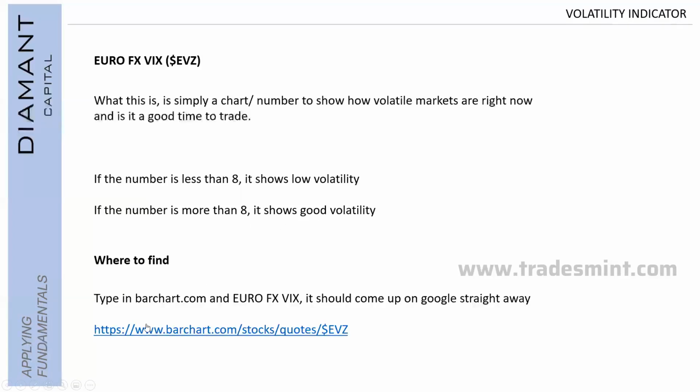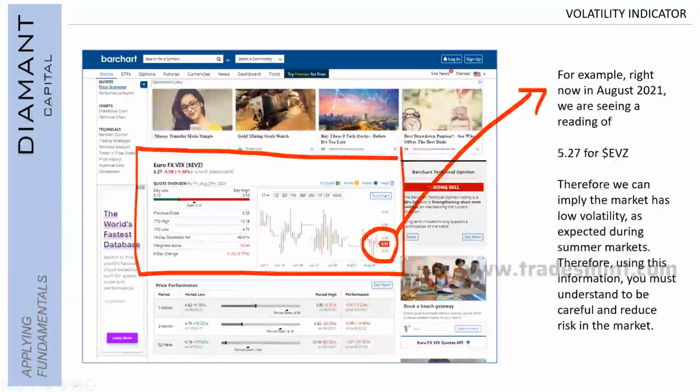Now, where can I find this? So you type in barchart.com again. Obviously, now guys, you can see how useful this website actually is. And you type in the Euro FX VIX, and it should come up on Google straight away. And this is the link for it if you want to type it in. Once you get that open, you've got the main area right here, Euro FX VIX. The main part that we're going to be looking at is the chart right here.